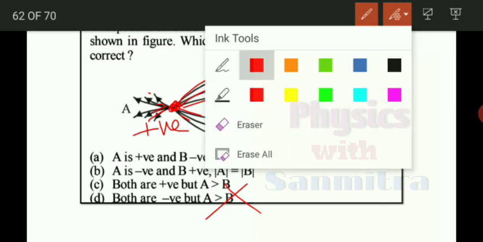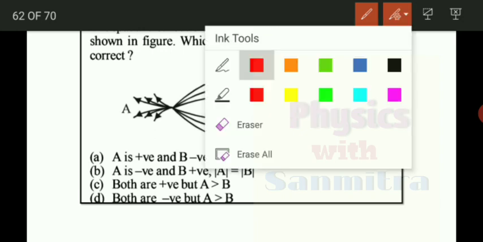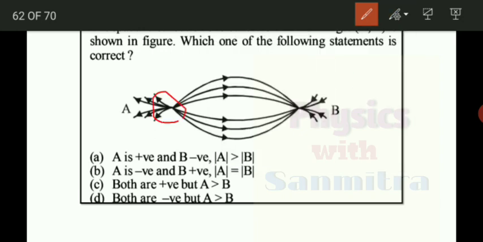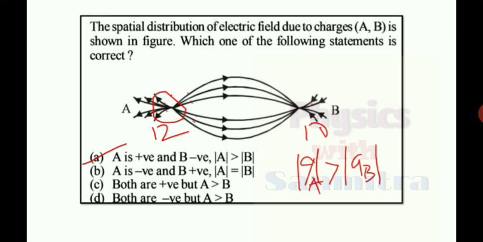Now let's count how many flux lines are coming out. From A: 1, 2, 3, 4, 5, 6, 7, 8, 9, 10, 11, 12. 12 lines are coming out, and at B: 1, 2, 3, 4, 5, 6, 7, 8, 9, 10, that is 10. So definitely mod of QA is greater than mod of QB. So my correct answer is A is positive, B is negative, and mod A is greater than mod B, since more flux lines are being emitted.